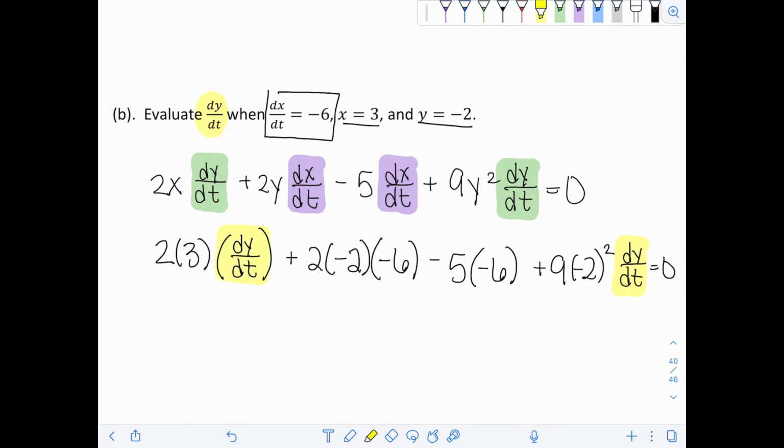So at this point, because we are asked to find specifically dy/dt, we will isolate that, but it's easier when we can go ahead and actually plug in all the numbers first and simplify before we even try to do anything like that. So let me just simplify a little bit here.